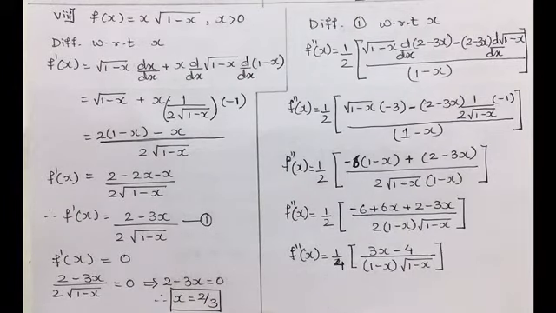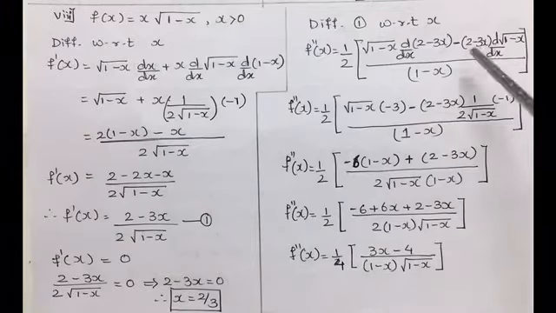Now to calculate the value of x, the first derivative is equated to 0. So (2 minus 3x) upon 2 root 1 minus x equal to 0. The denominator goes to the other side, multiplied by 0, so it will become 0. 2 minus 3x will be equal to 0. That gives the value of x as 2 by 3.